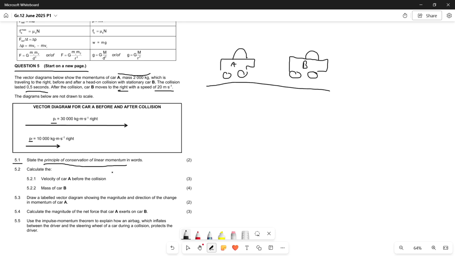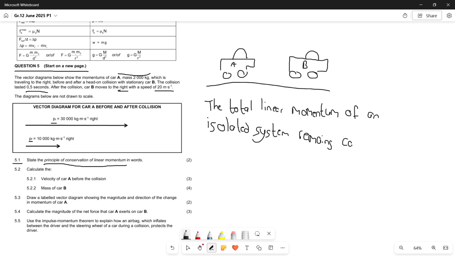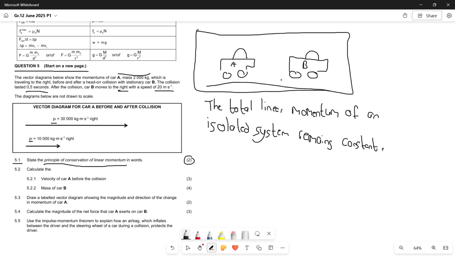So this one is quite a nice one. So what we have is the total linear momentum of an isolated system remains constant. So this just earned us 2 marks over there. The total linear momentum of an isolated system. Okay, so it means that no momentum is lost in the system.